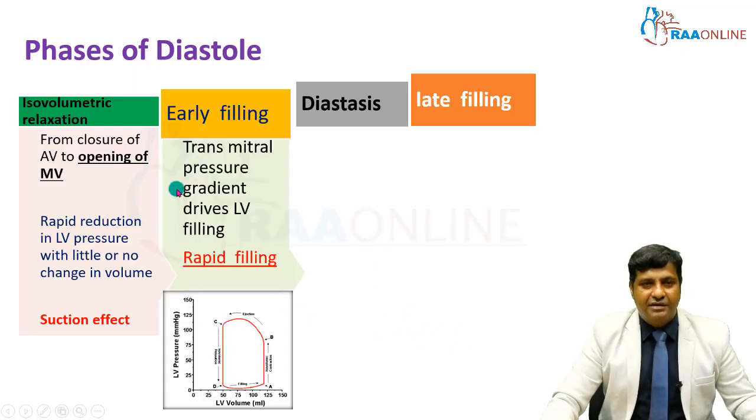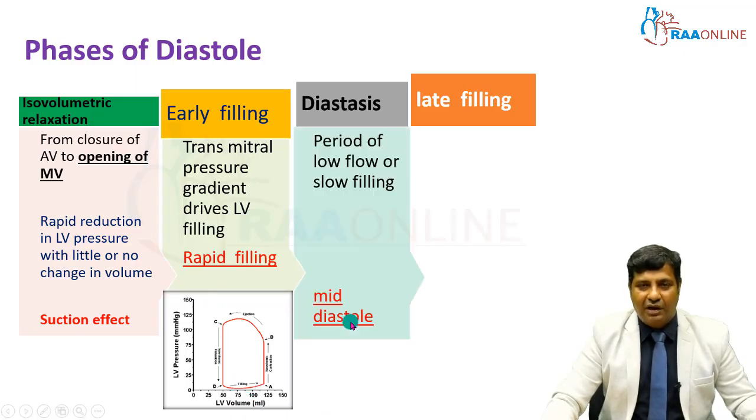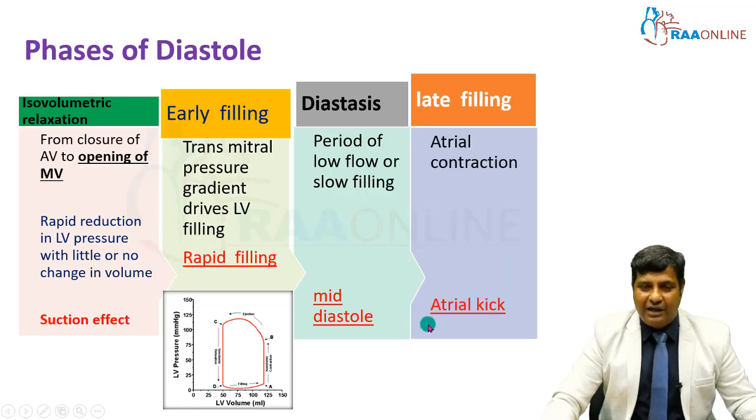So the second phase is the early filling. That starts when the mitral valve opens. That's the point at D. Once the mitral valve is open, because of the increased transmitral pressure gradient across the mitral valve, there's going to be a gush of blood. That's called rapid filling or early filling. Then after a short period, once the early filling is over, there is going to be a small lull period where there is no filling or the filling is very, very low. It's called slow filling. Then finally is the late filling, which is determined by the atrial contraction, which is called the atrial kick.